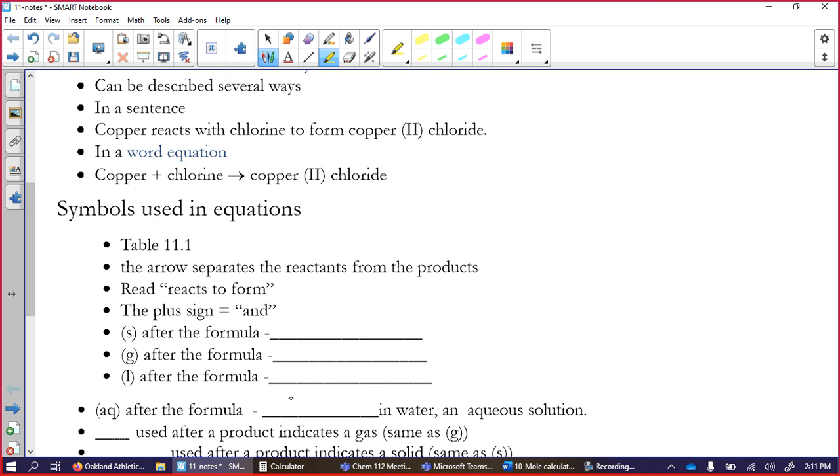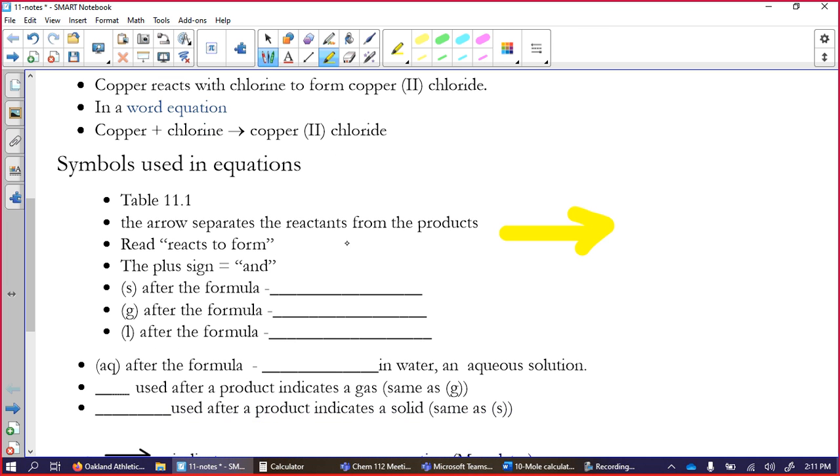There's some symbols that you'll see in different spots. The arrow reacts to, it's copper plus chlorine reacts to form copper 2 chloride. Sometimes you'll see S, L, G and AQ at the end of particular compounds.